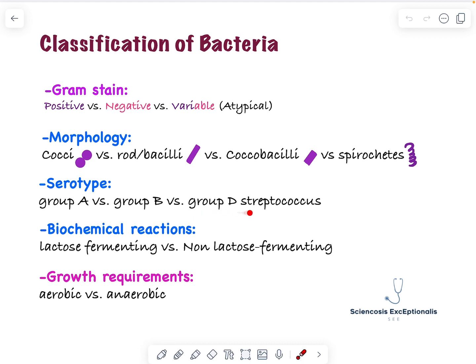And by the way, group D streptococcus is an old classification, and it is now classified as a separate group called enterococci. Biochemical reactions. Are they lactose fermenting, non-lactose fermenting, catalase positive, catalase negative, and so on? Growth requirements. Do they need oxygen or not?